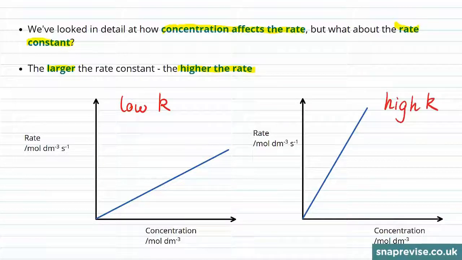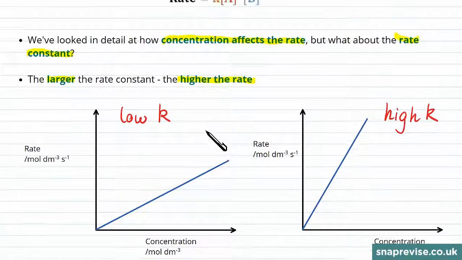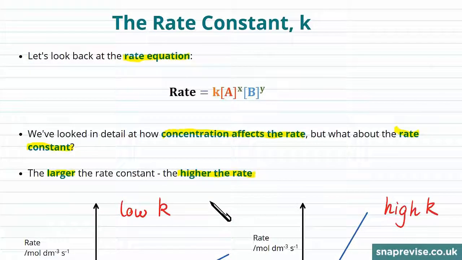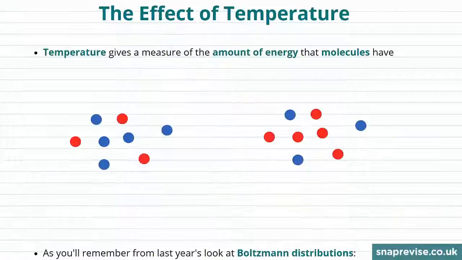When all of the concentrations of the reactants are kept constant, if we look back at the equation, any changes in the rate constant will be the same as the changes in the rate. The rate constant is therefore a good measure of the rate in these circumstances. Now we've looked back at how the rate constant is related to the rate, it's time to think about the effect of temperature on both the rate and the rate constant.